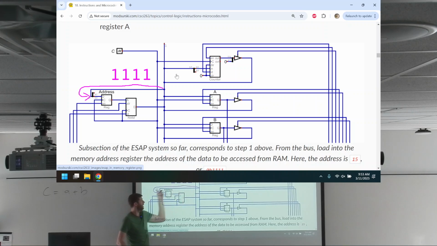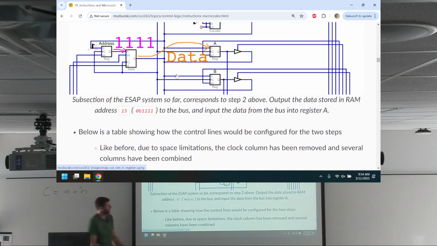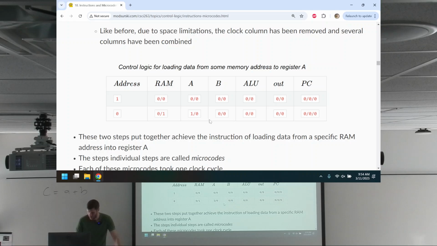It comes from the data bus, goes in the address register. Then, from that address, from RAM, clock pulse. Those are the two steps. Clear? So that's how the data would have to be moved around. And there would be the corresponding control logic: data into the address register, and then data from RAM to A. Those are the microcodes.